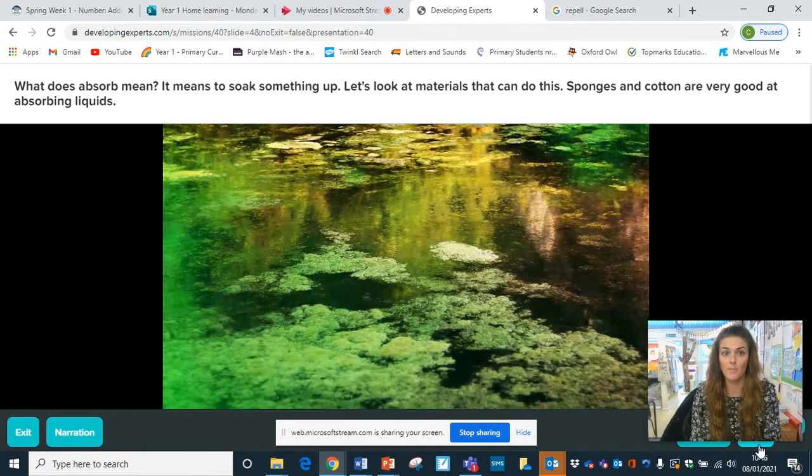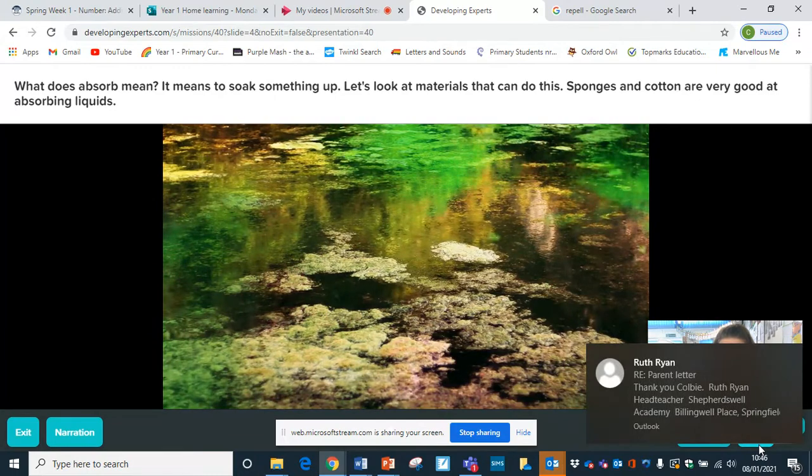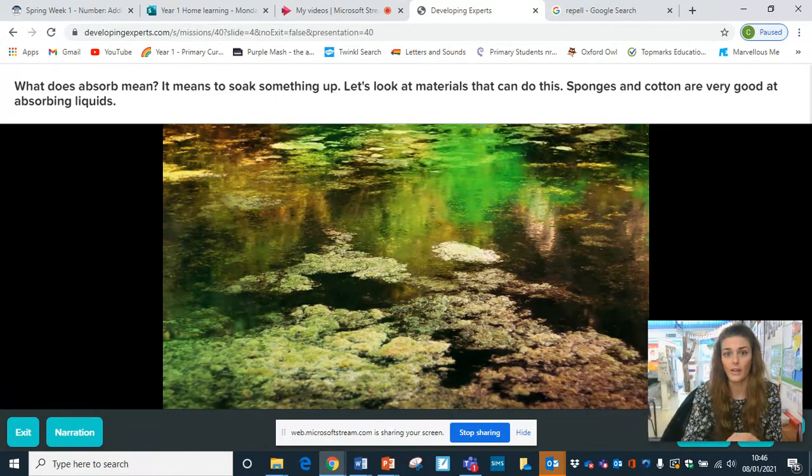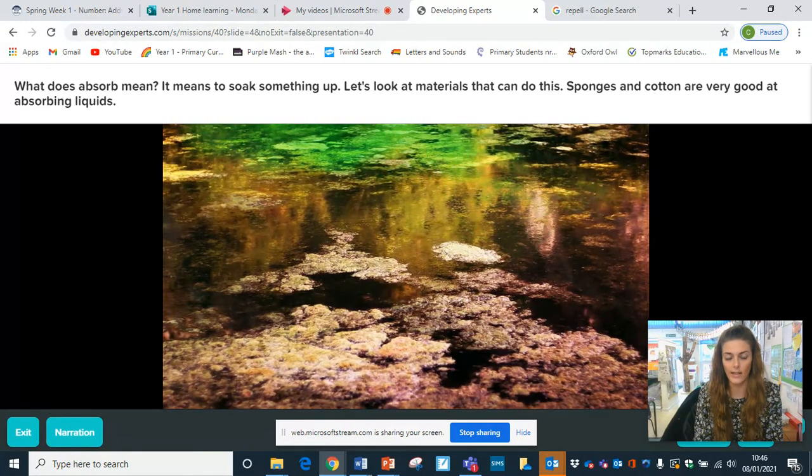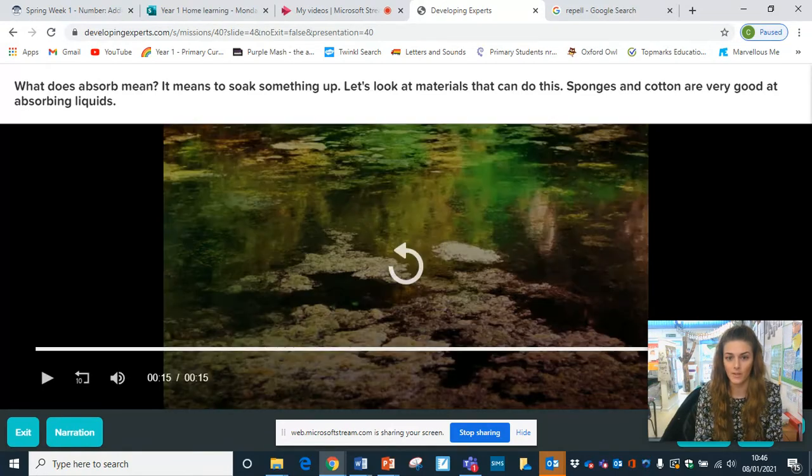So what does absorb mean? So absorb means to soak something up. Okay, so let's look at materials that can do this. So sponges and cotton are very good at absorbing liquids.